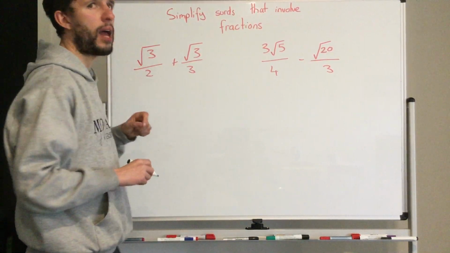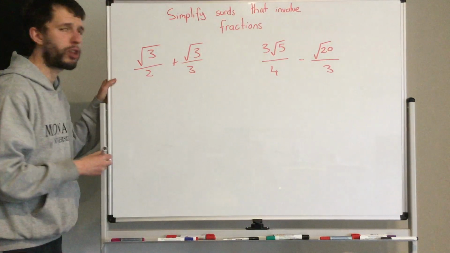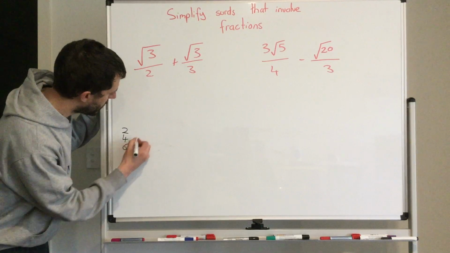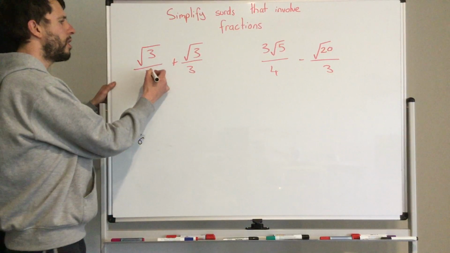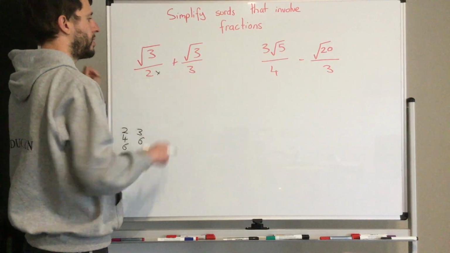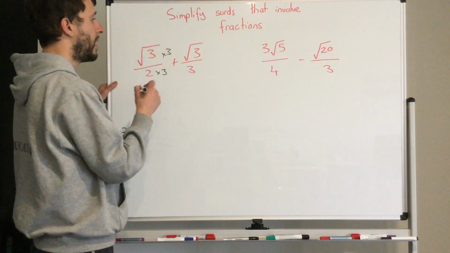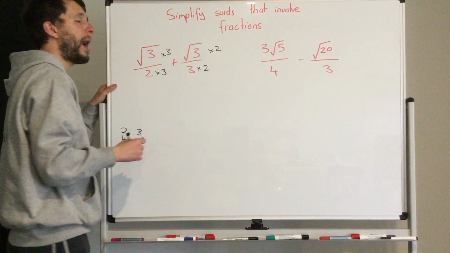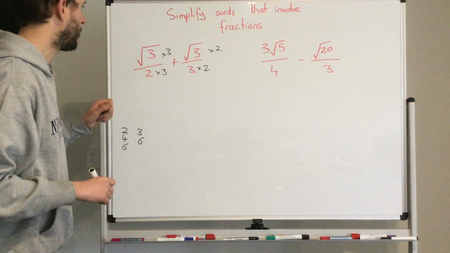We need to think about the lowest common multiple. The lowest common multiple for 2 and 3 would be 6, because if I skip count, 2, 4, 6, and 3, 6. That means to make them have the same denominator, I need to times this side by 3, and I need to times my other side by 2. Timesing top and bottom, because it's to make it an equivalent, the same size fraction.